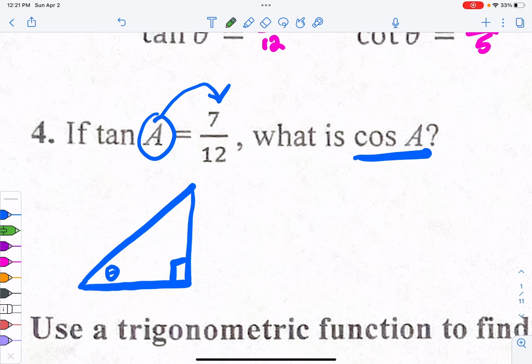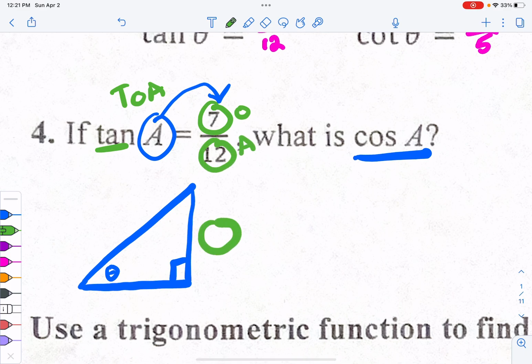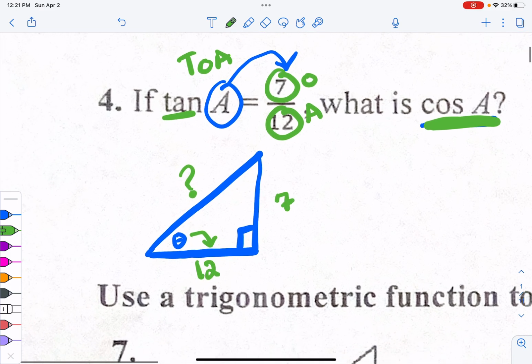And then I know that tangent is the TOA part. So that means this 7 must be the opposite side, and the A must be 12, right? So the opposite side is 7, which is here, and the adjacent side, which is this one, is 12, okay? Then we have to find out what this one is using the Pythagorean theorem, and then we can find cosine, okay? So let's do that.